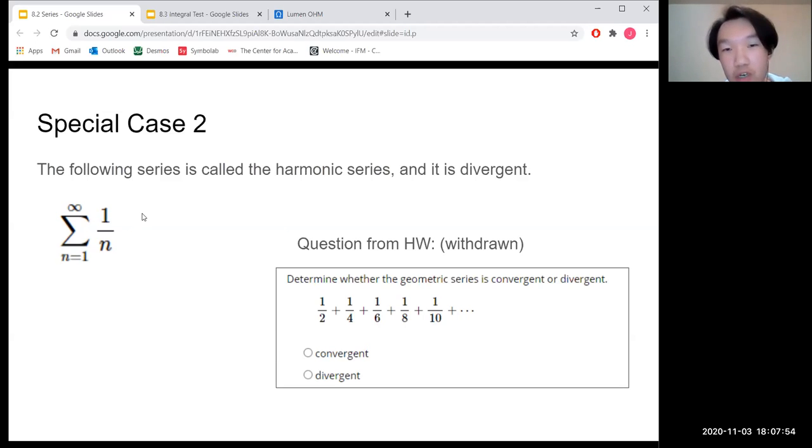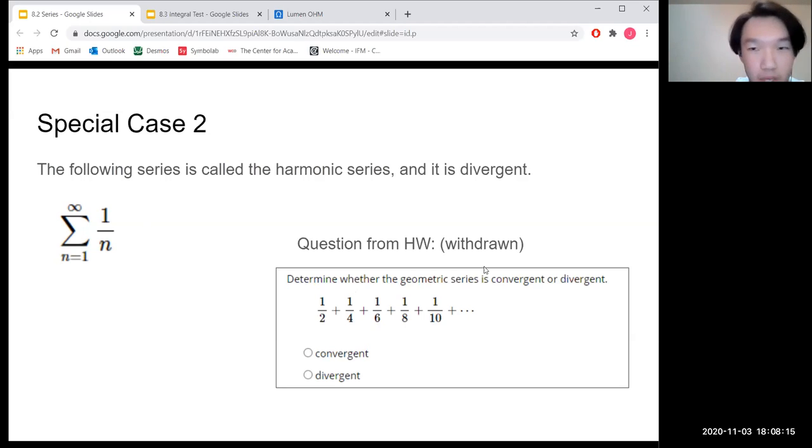There was a question on your homework about harmonic series that I took out because I felt like it wasn't important. But if you want to see what the homework question was, I have it down here. So it was 1/2 plus 1/4 plus 1/6, which is basically the harmonic series, but with the constant in the front. So yeah, that was divergence.